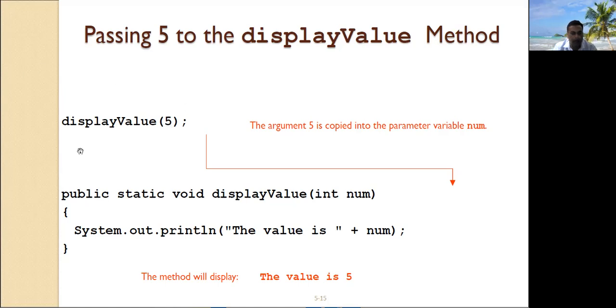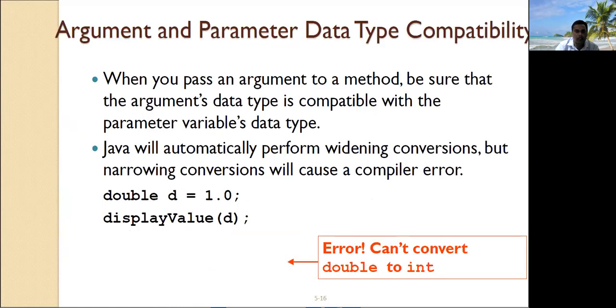Here, at the time of calling the display value method, we are passing 5 as an integer value to the display value method. It is executed successfully because the type of the argument matches the type of the parameter and the number of parameters in the method header. Then after that, argument and parameter type conflict.